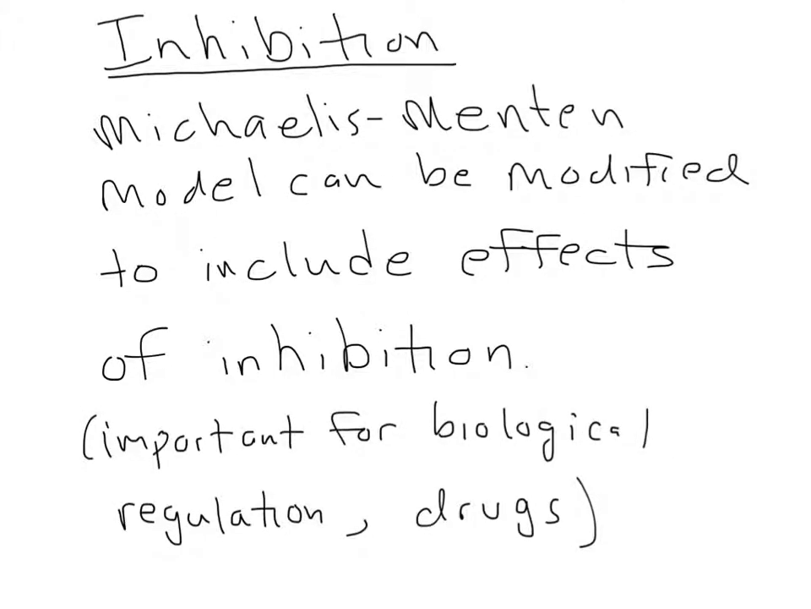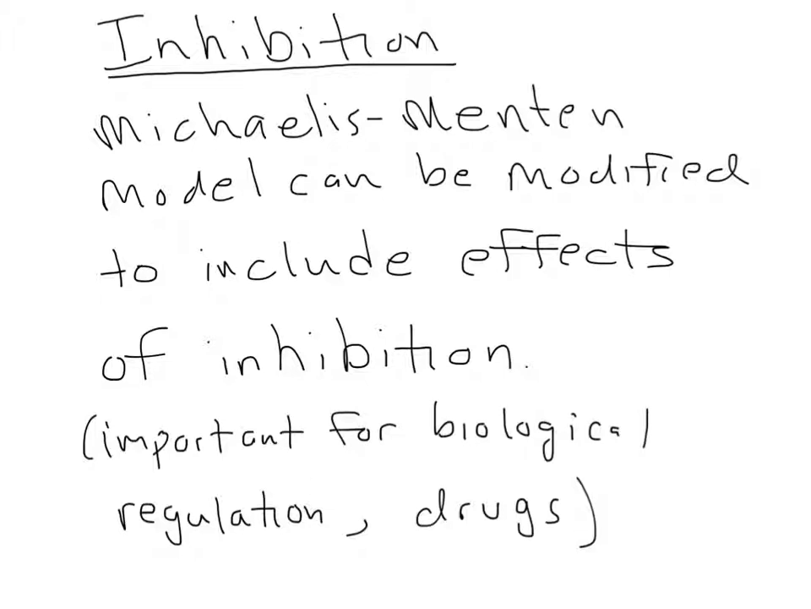The Michaelis-Menten model can be modified to include the effects of inhibition. So this is inhibition from other molecules which might mimic or look like the substrate, or might mimic the transition state of the Michaelis-Menten reaction. And this is a very important topic because biological regulation often involves inhibition.